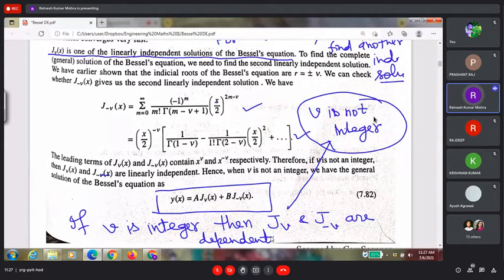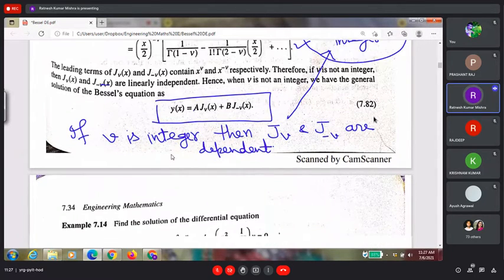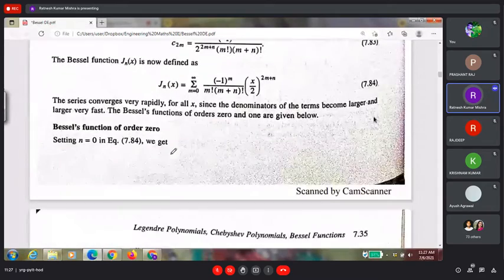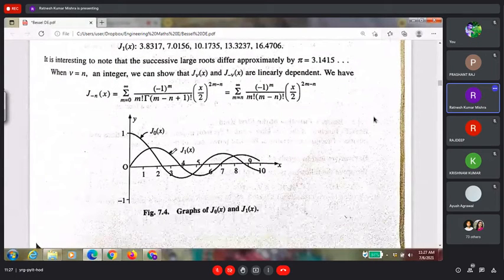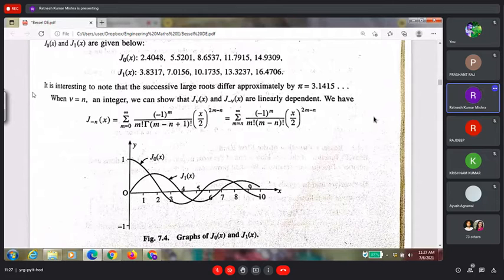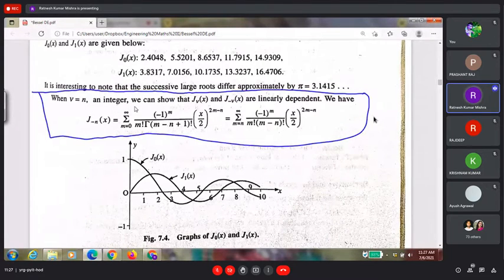तो अभी यहाँ पे ये क्लियर कर देते हैं कि in the case of integer they are not independent. तो इसको सबसे पहले इसी प्रॉब्लम को सॉल्व कर लेते हैं. See, suppose v equals n, an integer. Now we will show that Jv and J minus v are linearly dependent.